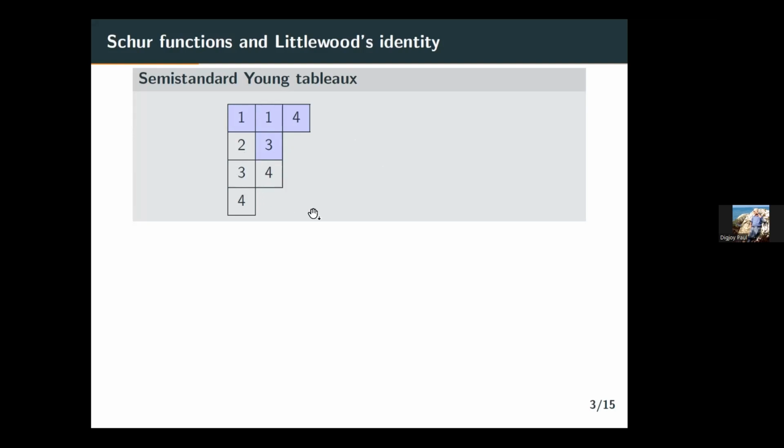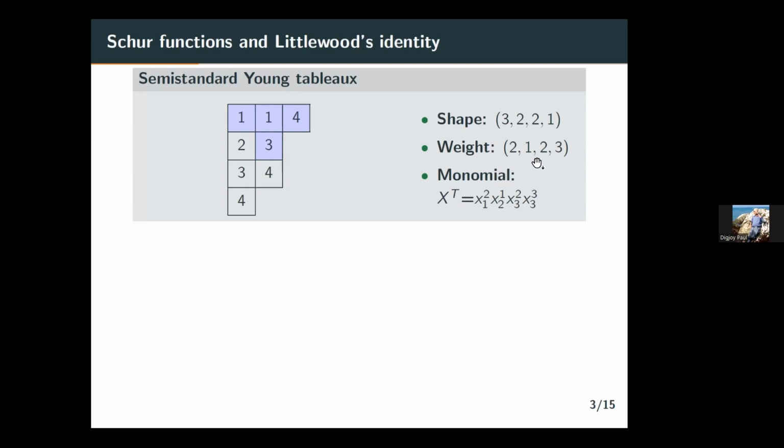exactly the same shape. And by a semi-standard Young tableau, we mean you fill the Young diagram weakly in the rows and strictly in the columns. The underlying partition is called the shape of it, which is 3, 2, 2, 1. And the weight is the number of 1s, number of 2s, number of 3s, and number of 4s. The monomial we associate to each tableau is x to the power of its weight. So it is x1 squared, x2, x3 squared, x4.